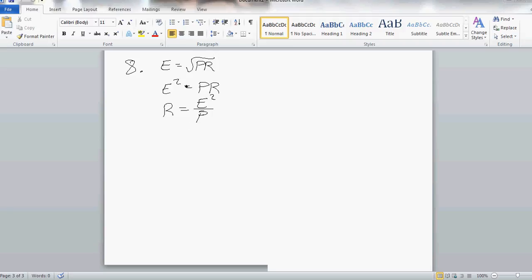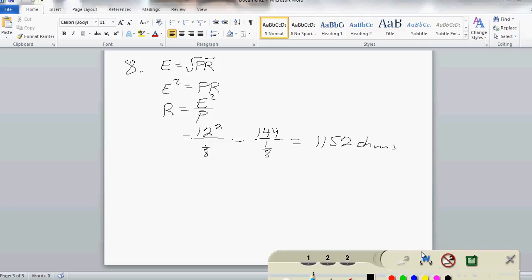Then it says, use this result to determine the resistance if P is 1/8 and E is 12. So we get 12 squared, which is 144, and P is 1/8, so 144 over 1/8, which equals 1152. R is the resistance, R is in ohms, and so the final answer is 1152 ohms.